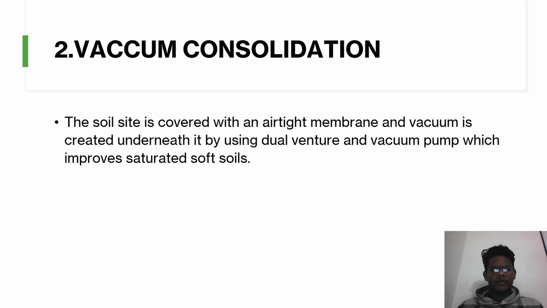Vacuum consolidation: the soil site is covered with an airtight membrane and a vacuum is created under it by using a dual venturi and a vacuum pump, which improves the saturated soft soil. This vacuum consolidation is only used in soft soil improvement. The method uses prefabricated vertical drains. The PVD is capped at the top and inserted into the soft clay soil, and a vacuum suction is applied to reduce the atmospheric pressure.